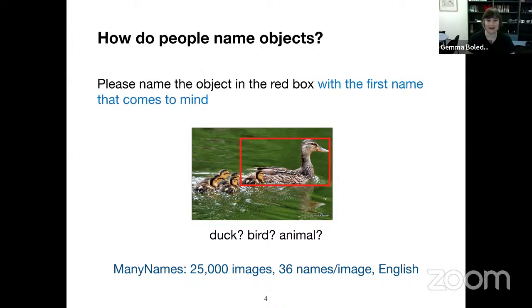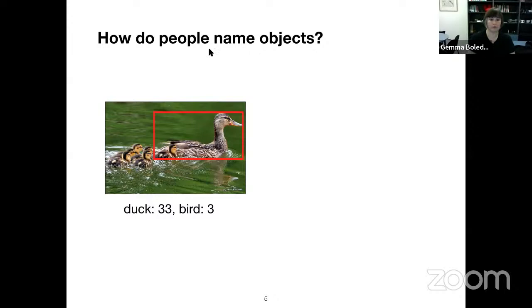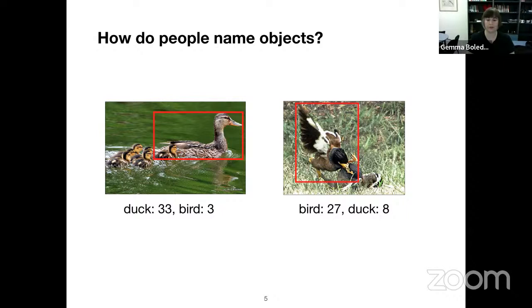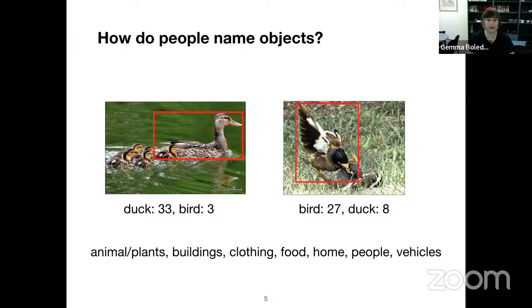The subjects in our data collection, to this image that you just saw, responded duck. 33 of them responded duck, and only 3 said bird. Whereas for this other image that also contains a duck, most of the participants produced bird, and only a few produced duck. This is just a small teaser of the kind of data that we have in many names. These 25,000 images are from different domains, namely animals, plants, buildings, clothing, food, home, like objects that appear in the home, people, and vehicles. We're starting to analyze this data, and it's really nice. We hope that you will also go ahead and do fun stuff with it.